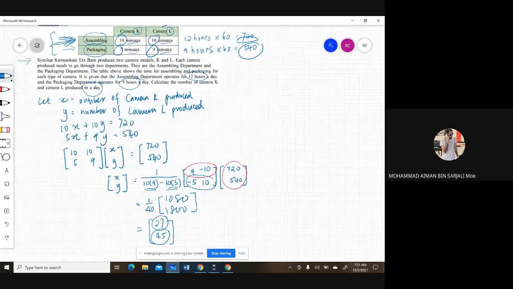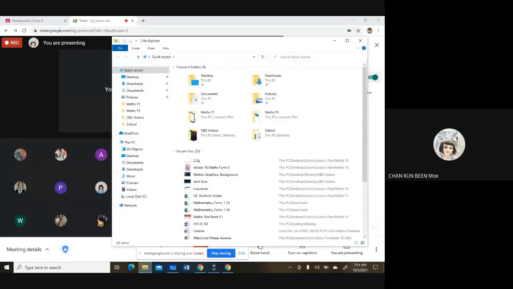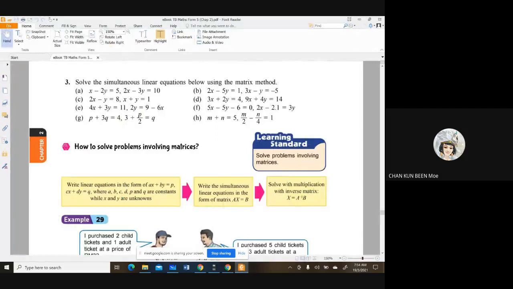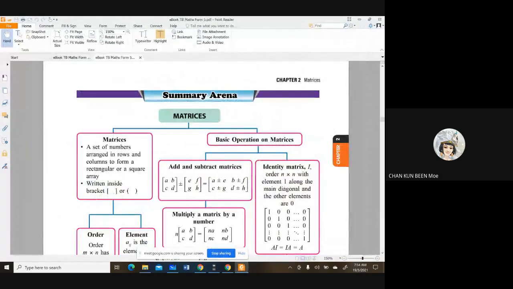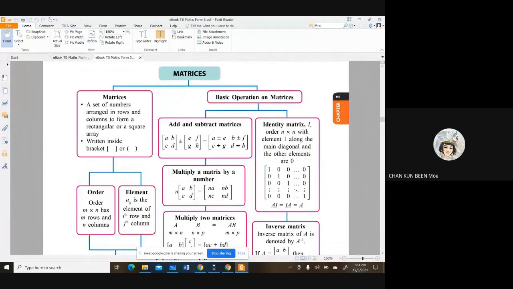No questions. So we have reached the end of the chapter already. Okay, if you want to see what we have learned in this chapter, hope you still remember. Let me show it to you. I want to show you the summary, which is the last part here. So you can see the summary area for the matrices that you have learned.